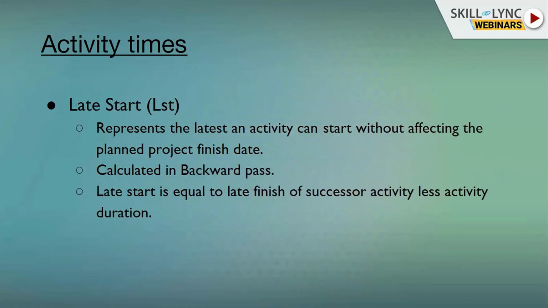Now, next is late start. It represents the latest time at which an activity can start without affecting the planned project finish date. That is, without increasing the duration of the critical path or changing the critical path. It is calculated in the backward pass. Late start is equal to the late finish of the successor activities, less the activity duration.